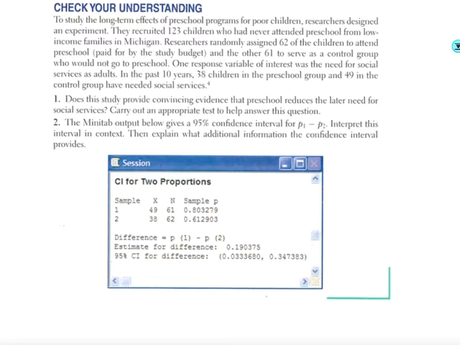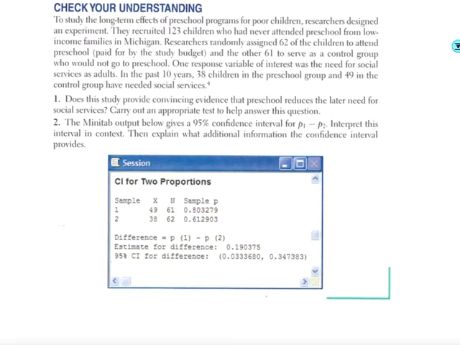So check your understanding on this one. To study the long-term effects of preschool programs for poor children, researchers designed an experiment. They recruited 123 children who had never attended preschool from low-income families in Michigan. Researchers randomly assigned 62 of the children to attend preschool, paid for by the study budget, and the other 61 to serve as a control group who would not go to the preschool.